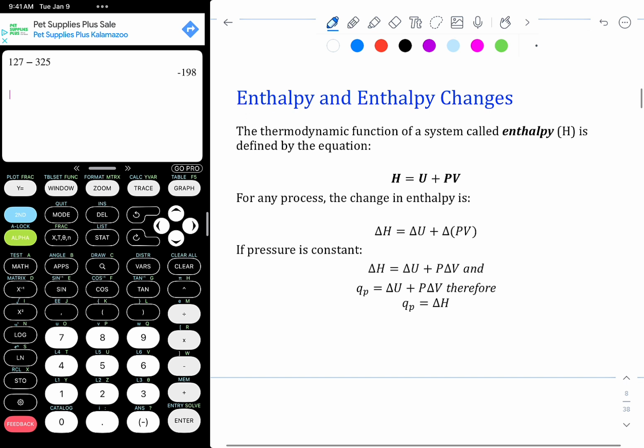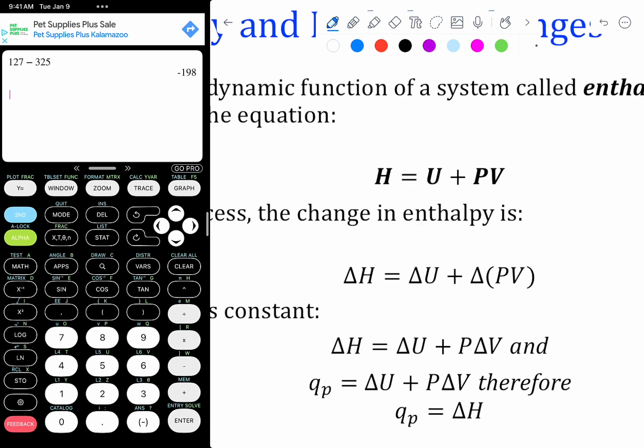The next thing we want to start discussing is some thermodynamic properties. We're going to discuss these over the next few chapters, but the first one that we're going to talk about is enthalpy and enthalpy changes. So the thermodynamic function of a system is called enthalpy, which we denote by the letter H. And this is defined by the equation H, enthalpy. I'll label these. So H is enthalpy.